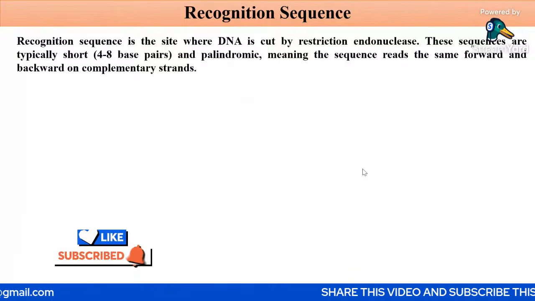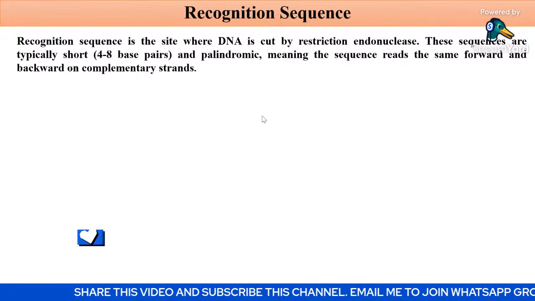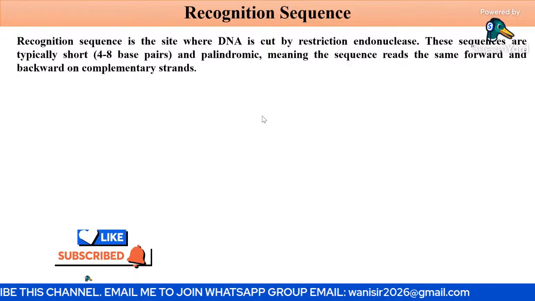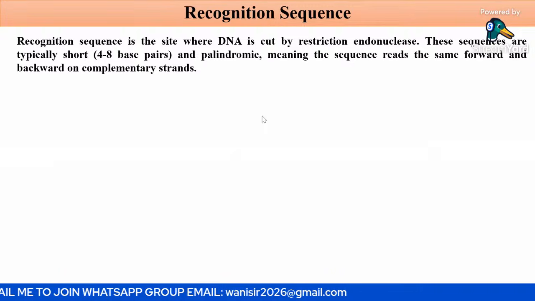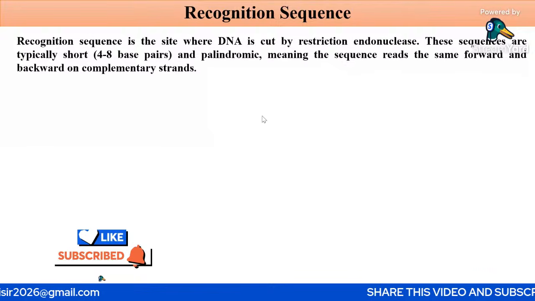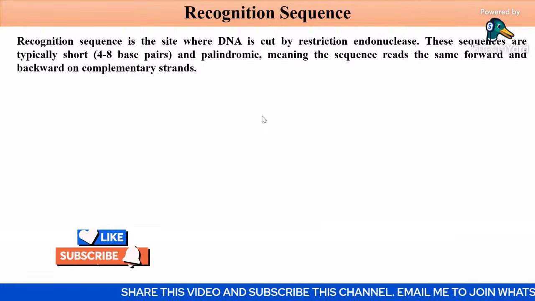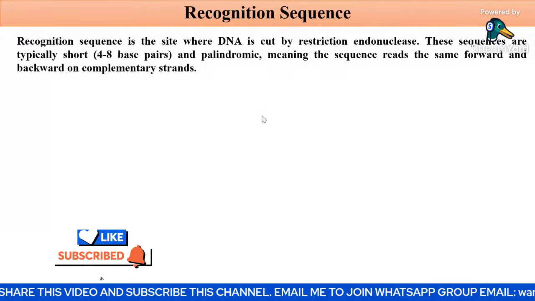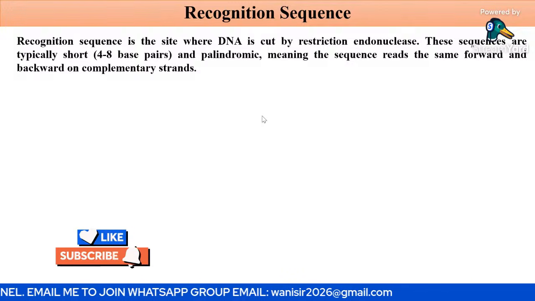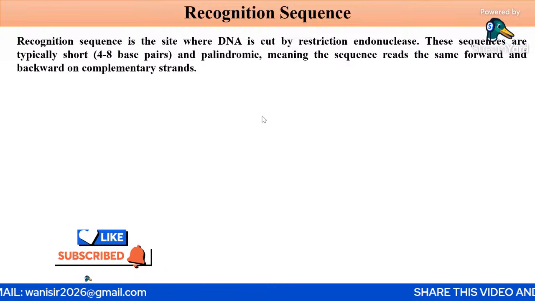So, we have to first try to understand what is this recognition sequence. It is the site where the DNA is cut by the restriction endonuclease. So these sequences are typically short, 4 to 8 base pairs, and are palindromic in nature. In the previous lecture, I told you that palindromic means which can be read from both sides, and these recognition sequences are palindromic in nature, and mostly they are 4 base pairs, 5 base pairs, 6 base pairs, 7 base pairs, or 8 base pairs. That's why we said they are 4 to 8 base pairs.